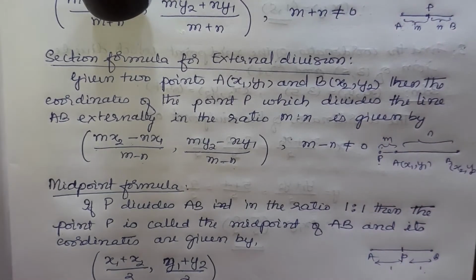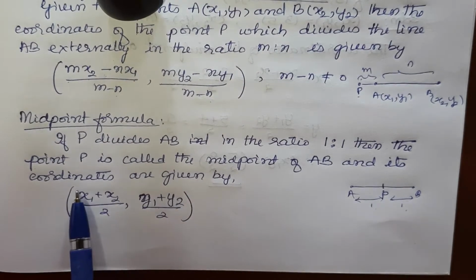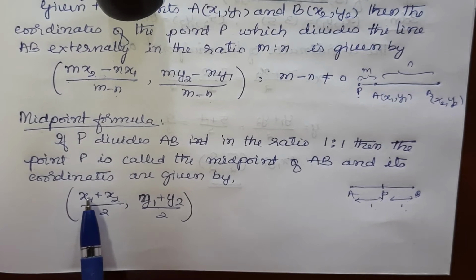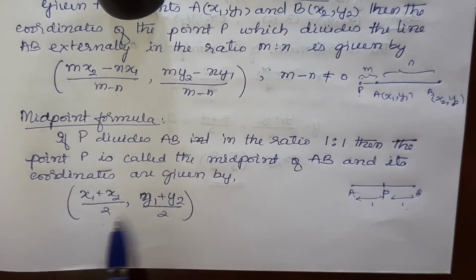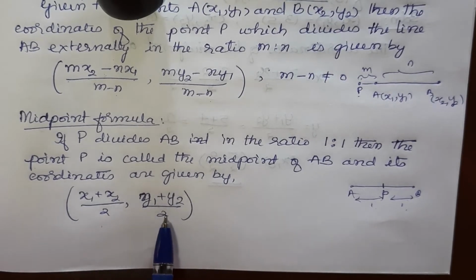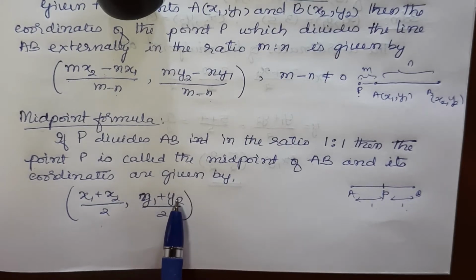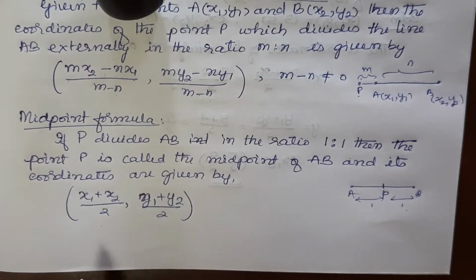So the coordinates of the midpoint are given by, in the section formula for internal division, m and n put as 1 and 1. So the x coordinate will be (x1 plus x2) divided by 2, since m and n in the denominator were also put as 1 and 1. So the y coordinate will be (y1 plus y2) divided by 1 plus 1, which becomes 2. Therefore, this is the midpoint formula.